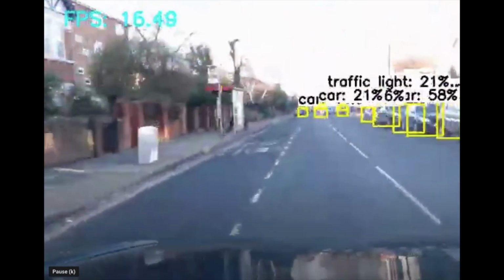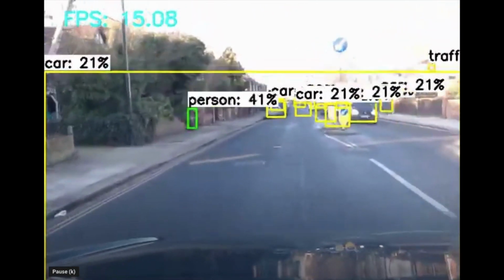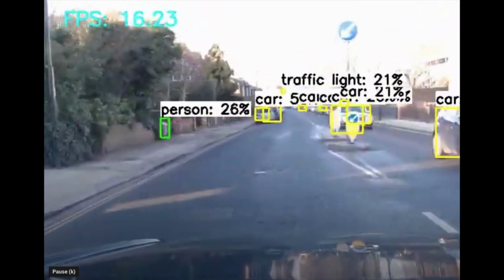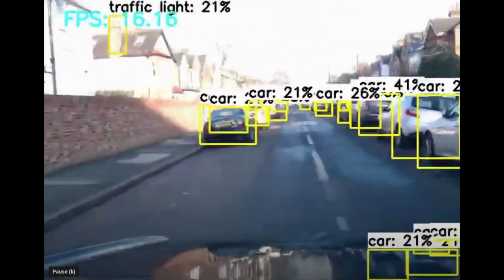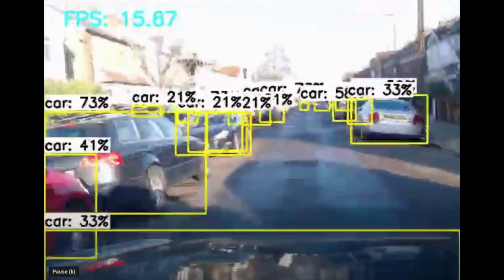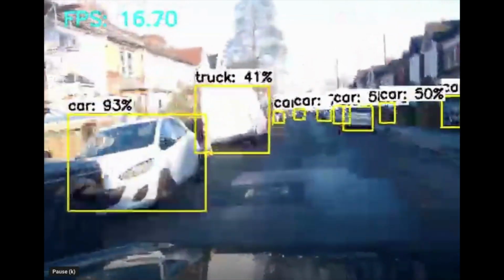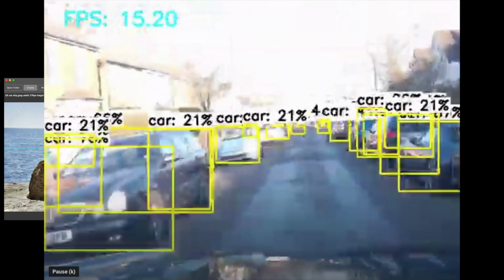This footage is running on a Raspberry Pi. I've mounted the camera to the dashboard of my car as I drive around southwest London. The Pi has a Coral TPU, or Tensor Processing Unit, to enable the Pi to get around 16 frames per second of processing. I'll show the labeling process in more detail.